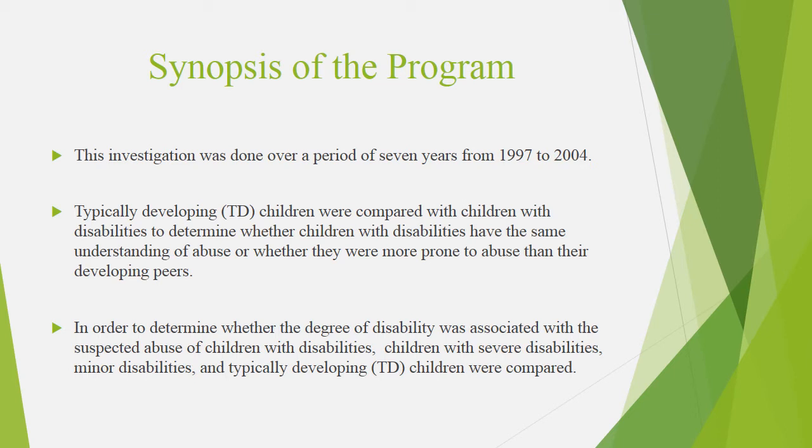In order to determine whether the degree of disability was associated with the suspected abuse of children with disabilities, children with severe disabilities, minor disabilities, and typically developing children were compared.